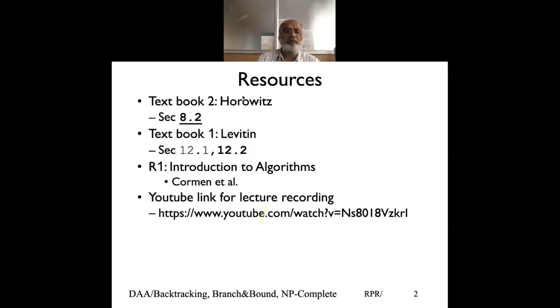And again, the textbook material is from Horowitz section 8.2, and Levitin talked about it in general, but it doesn't talk about least cost branch and bound. So this material is primarily from Horowitz and Sahni.